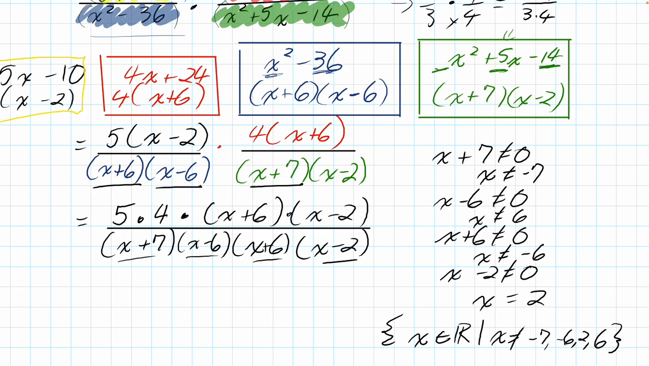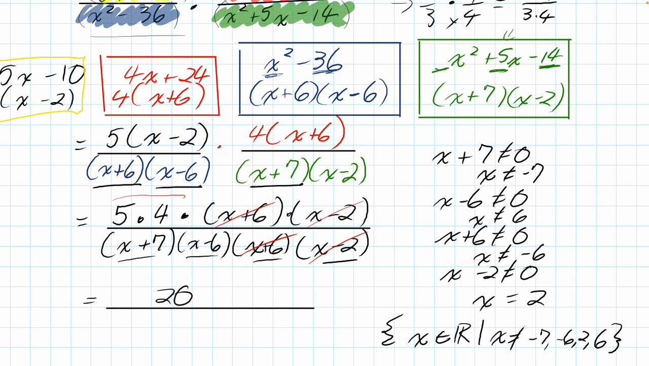Now, luckily, I don't think they're going to ask us to graph this one. They do want us to simplify, though. So I take a look. X minus 2, got both of those. X plus 6, I got both of those. I got to quickly do a little bit of multiplication. Hopefully that's okay. 5 by 4 is 20.